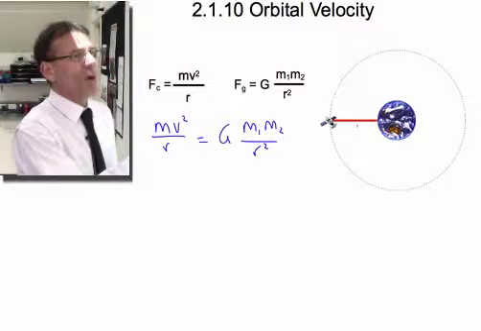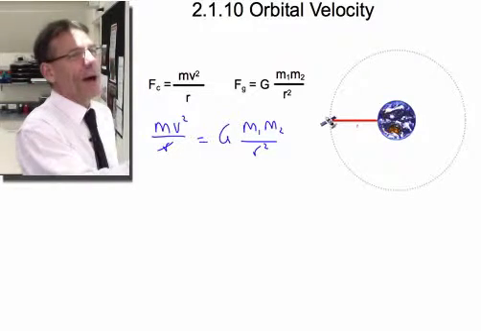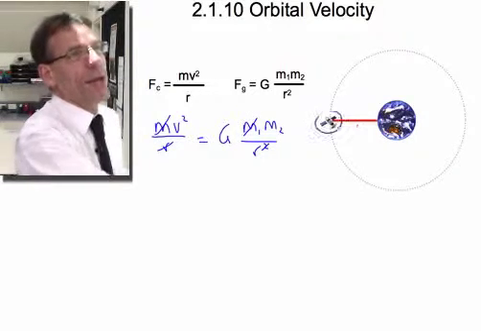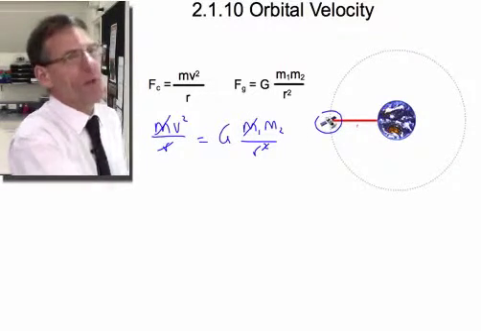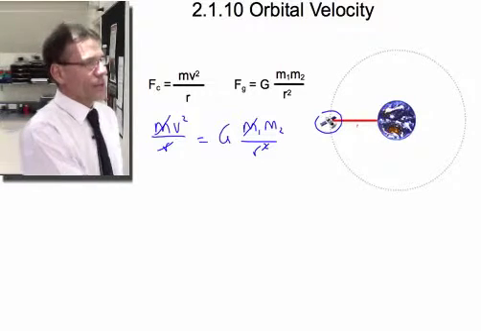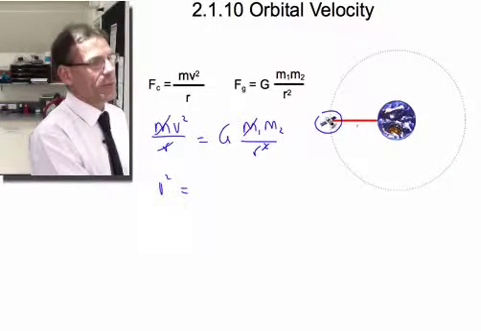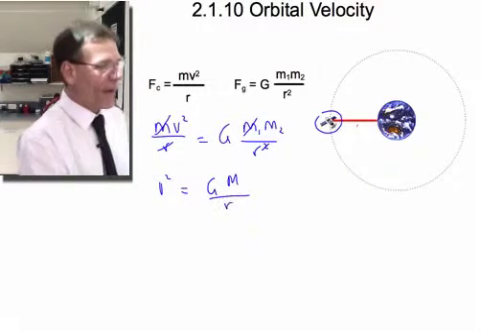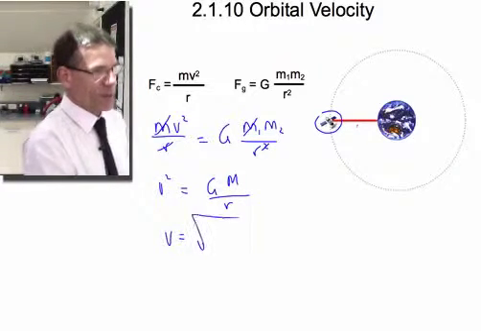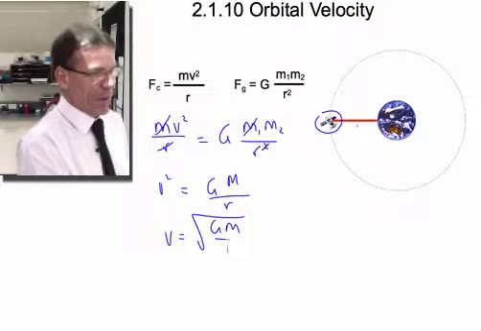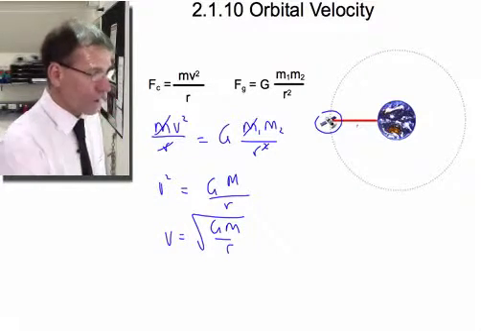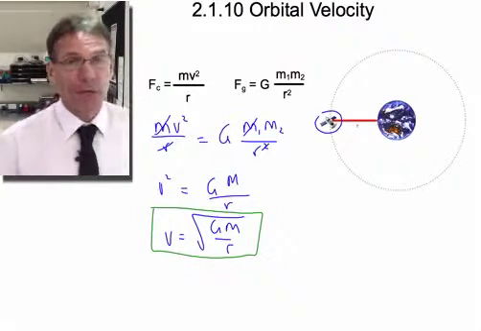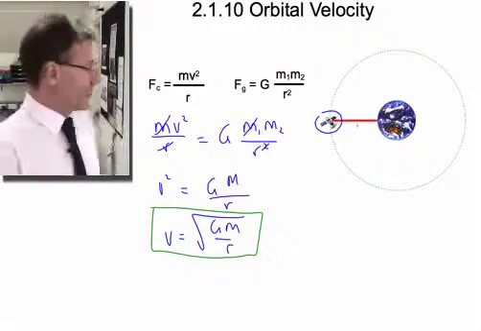So let's multiply both sides by r, which will get rid of one of those. This mass here is the mass of the satellite, that's m1, and m2 is the mass of the planet. So that gives us v squared equals big G, I'm going to call it big M, on r. So v is going to be equal to the square root of big G big M on r. Now that equation is not a green box, in terms of it's not in your HSC formula sheet, but that bit of derivation is something you need to be able to do.